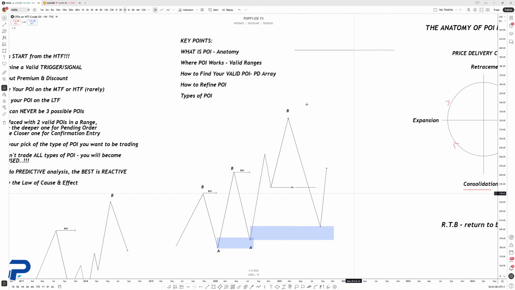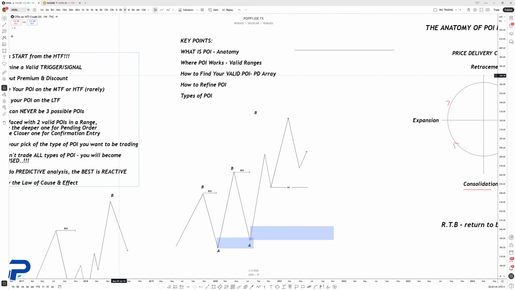But then, where do you find your valid POIs? First, we like to choose our POIs from discount or premium zones, depending on the trend. So if I'm currently in an uptrend, I like to choose my POI. First, I will mark this. So if I have this as my range, let's say the market is about making a retracement here, and I have taken this low as my point A and this high as my point B. It's not at my point B yet until it retraces into the POI, however. But let's just say that's our point B in anticipation.